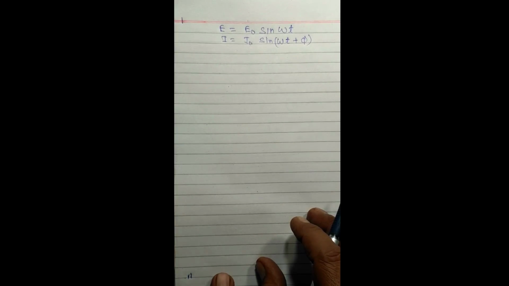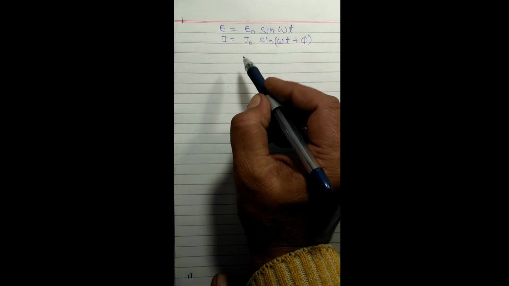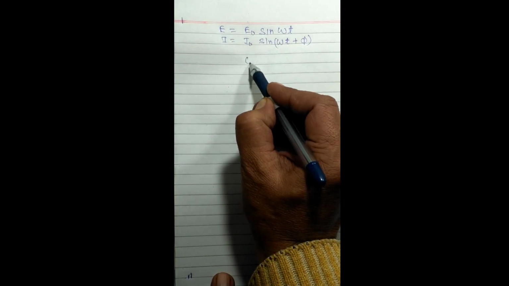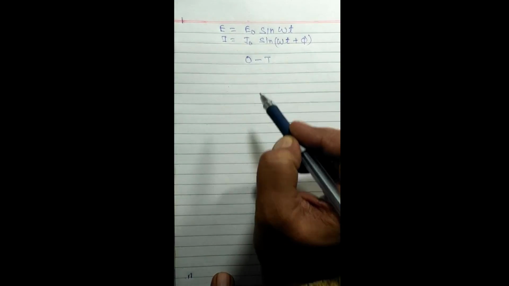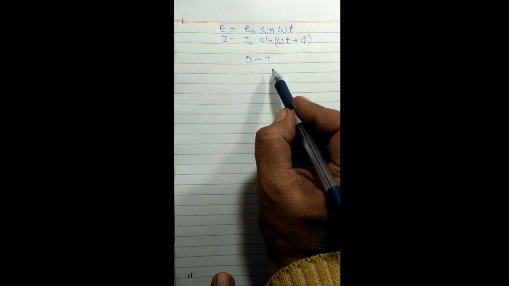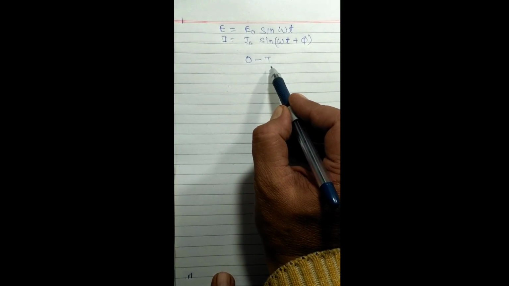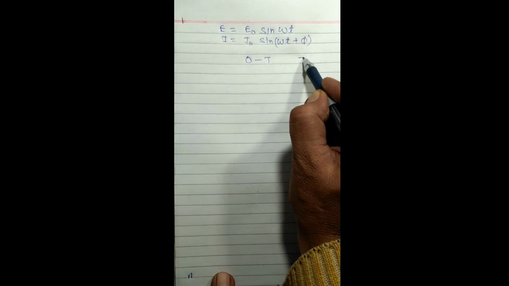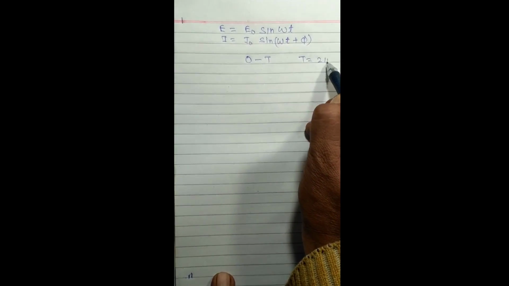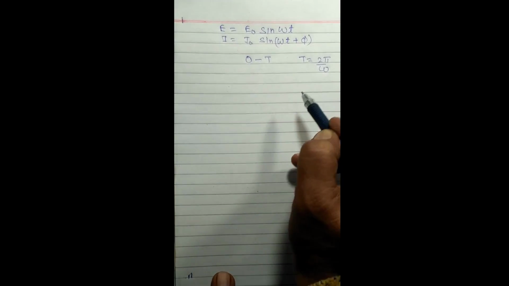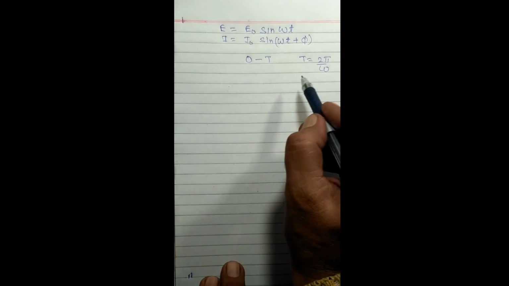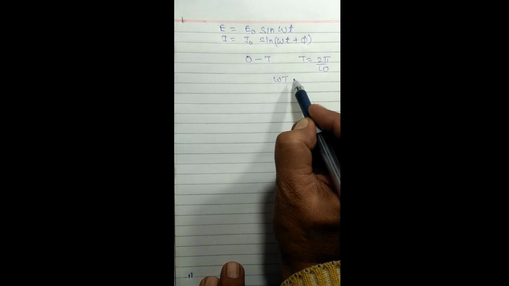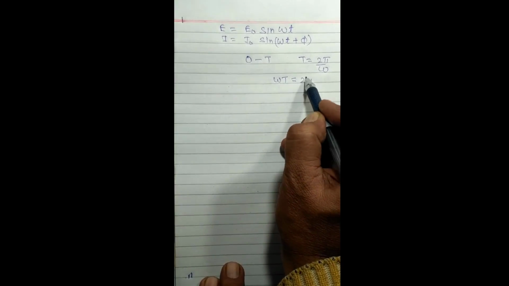Now to calculate the average power, we have to choose the time. For average power, the time interval is from 0 to T, where capital T is called the total time period. This can also be represented by the equation T equals 2 pi by omega. This is a very important equation, or you can also write it this way: omega T equals 2 pi.